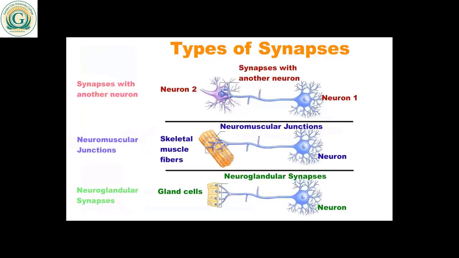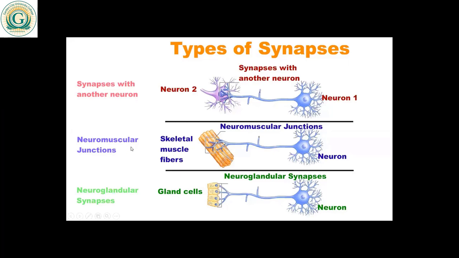So aside from the classification, whether electrical or chemical, we also want to look at some types of synapse based on the type of cell they are reaching out to. The first one is the synapse with another neuron. One neuron sending an impulse to another neuron is the synapse with another neuron. That is the common one we have been talking about since we started this class.